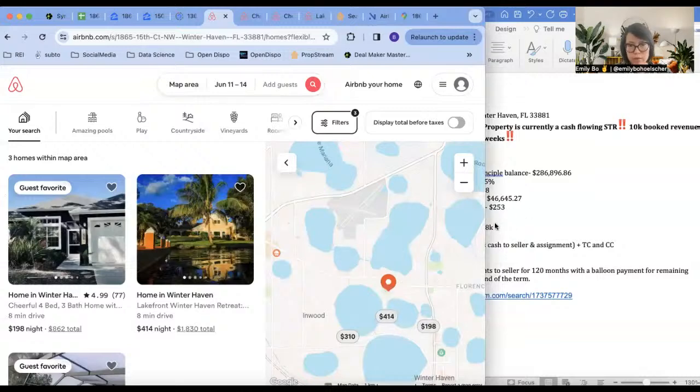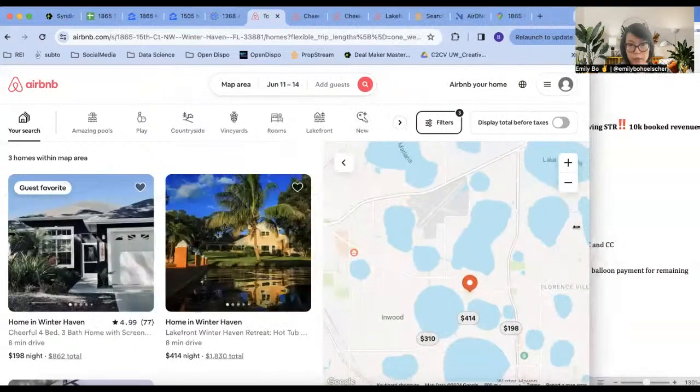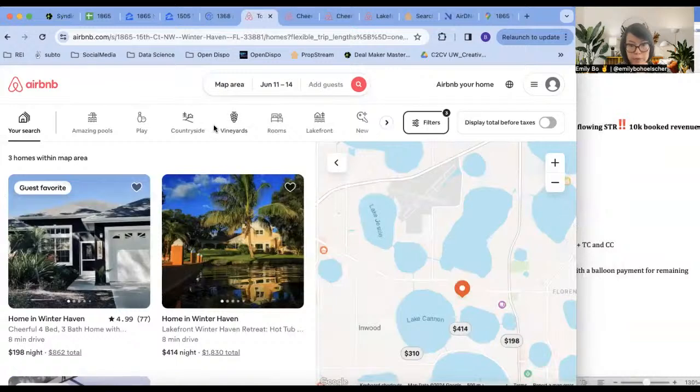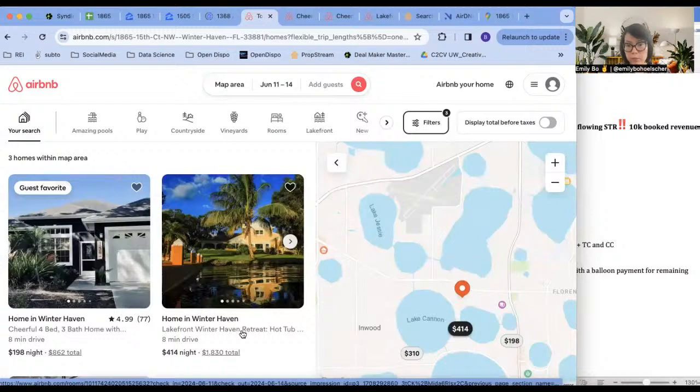So the way I do it, I go to airbnb.com and I put in the address. This is actually our subject property, and I play with the date so I can find all the surrounding Airbnbs. So I found these three. Okay, this one is a lakefront Airbnb, so this is not applicable to us.